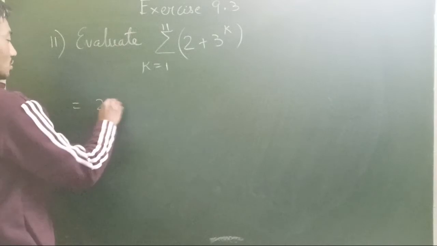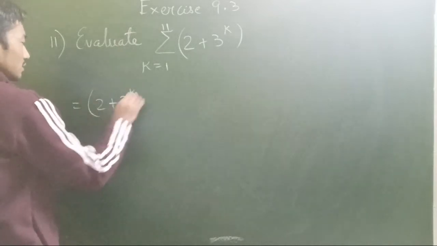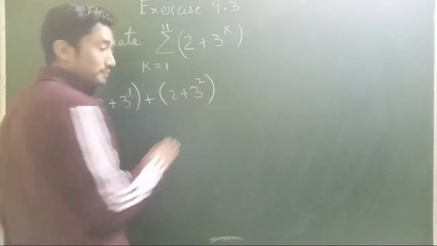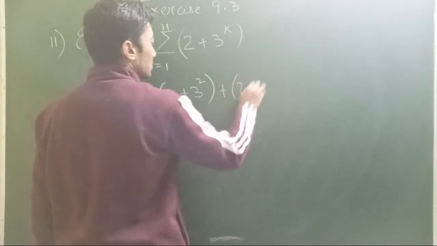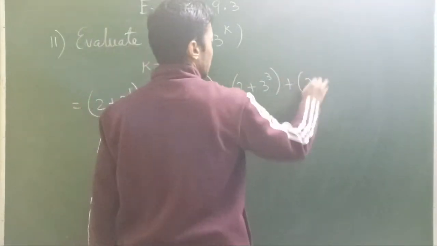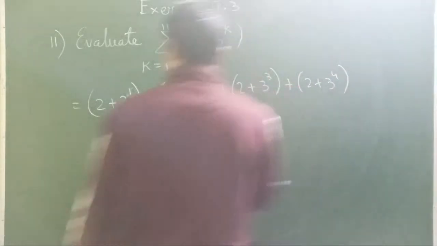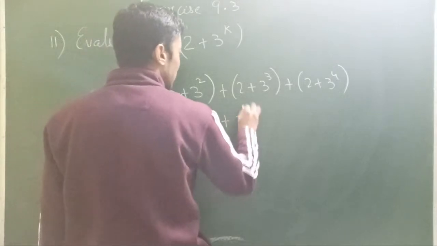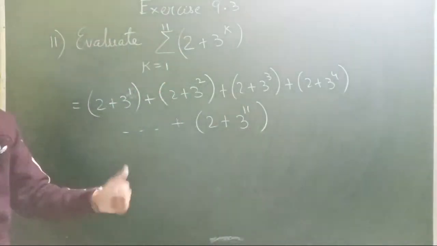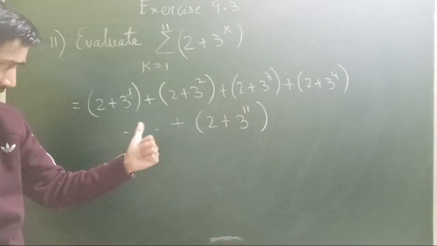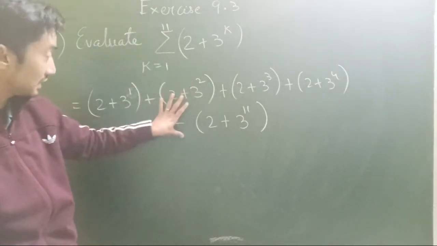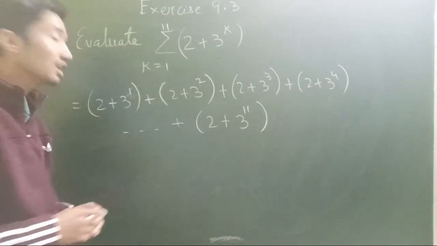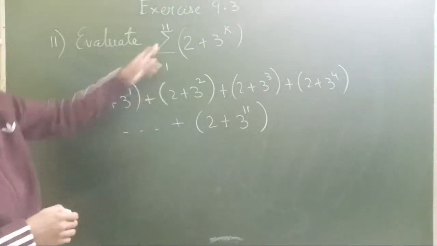That is, first 2 plus 3 power k, with k equal to 1, that is 3 power 1, plus the next, that is 2 plus 3 square, plus 2 plus 3 cube, plus 2 plus 3 power 4, and so on up to 11. So 1, 2, 3, 4, 5, 6, 7, 8, 9, 10, 11. This is the expanded form, and this is the short, compressed form. So this simply means this.